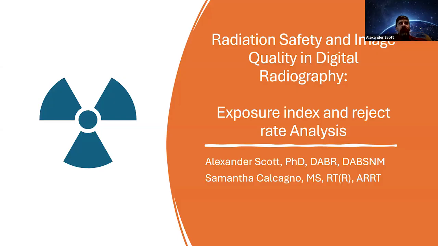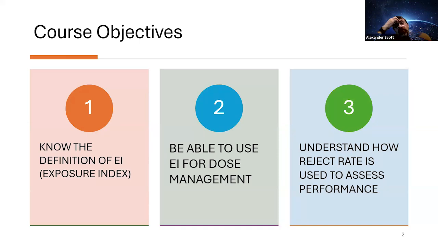So we give this every few years to explain the quality control program that we have at Cedars-Sinai as a refresher to those technologists who have been there for a while, and as an introduction to the new techs about why we track certain pieces of information and what we do with it. So for this talk, I think the objectives will be to know the definition of the exposure index, to be able to use it for dose management, and to understand how the reject rate is used to assess performance.